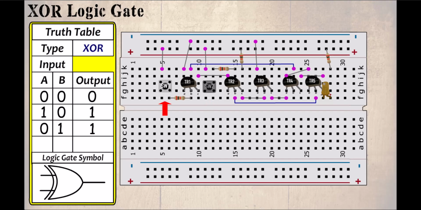Finally, when both switches are on, the LED does not light. So when the input is 1 and 1, the output is 0.